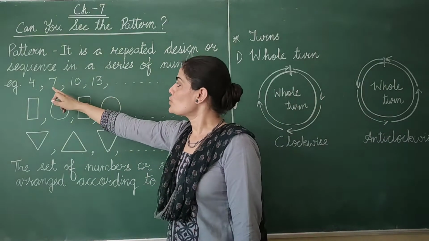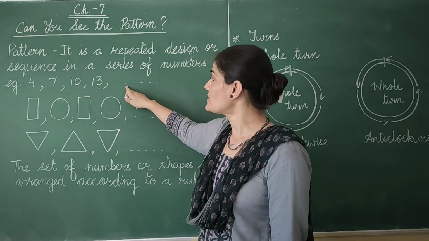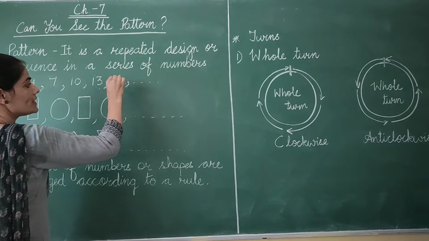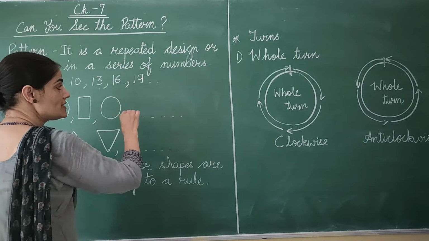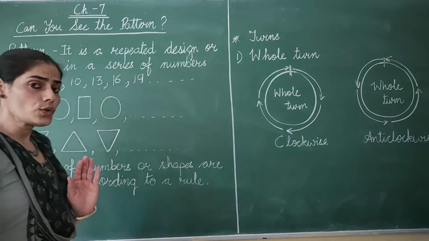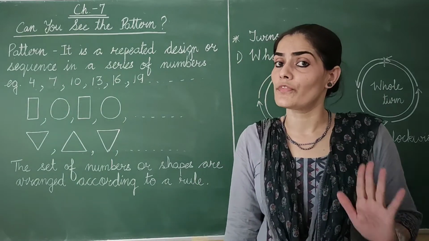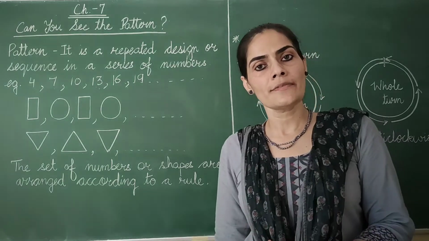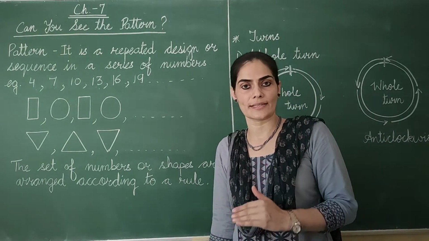Clear? So what will happen? So if it's 13 here, the next term will be 16. The next term will be 16 plus 3 is 19 and so on. In patterns, finding the rule is very important. If you know the rule, you straight away apply it and you come to know about the next term.